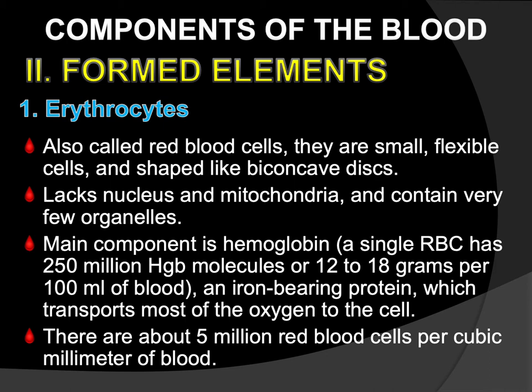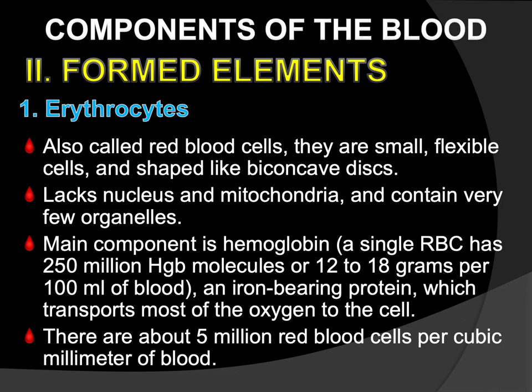Now, the mature RBCs, which are circulating in the blood, are literally bags of hemoglobin molecules. Hemoglobin is the main component of an RBC. And take note that a single RBC has 250 million hemoglobin molecules, or equivalent to 12 to 18 grams per 100 ml of blood. It's an iron-bearing protein, which transports most of the oxygen to the cell. That's why it's very important that our diet is filled with enough iron. Kasi kung kulang tayo sa iron, hindi ganun ka-effective si hemoglobin sa pag-carry ng oxygen.